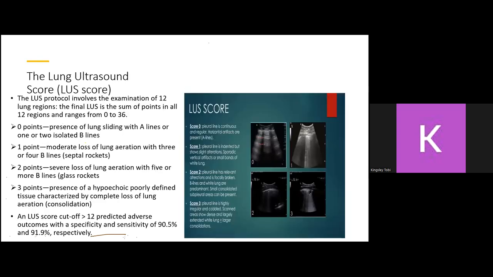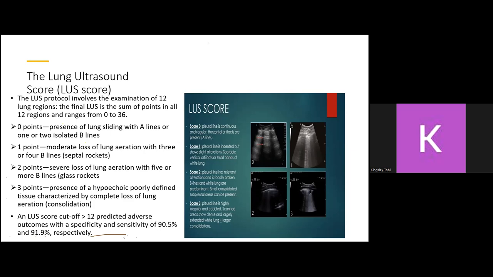The lung ultrasound score was popularized during the COVID era in order to predict mortality. You examine the lungs in 12 lung regions on both sides, and you put the sum together. Zero points is when you identify lung sliding with A lines, with minimal B lines. When you have moderate loss of aeration with 3 to 4 B lines or septal rockets, you give that region 1 point. And 2 points when there are 5 or more B lines, that gives you 2 on that lung segment.